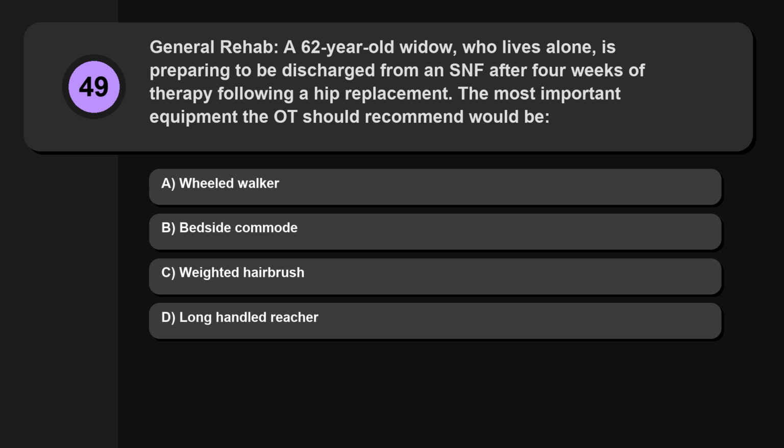A 62-year-old widow, who lives alone, is preparing to be discharged from an SNF after 4 weeks of therapy following a hip replacement. The most important equipment the OT should recommend would be: Option A, wheeled walker. Option B, bedside commode. Option C, weighted hairbrush. Option D, long-handled reacher. The correct answer is option D.